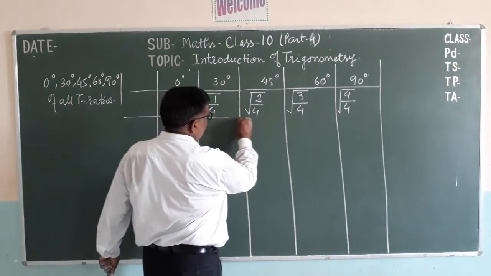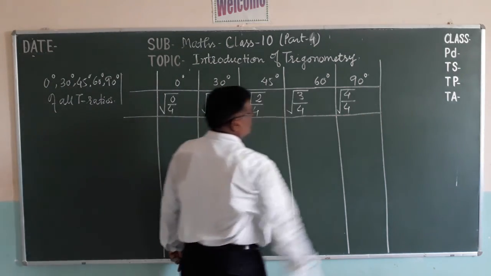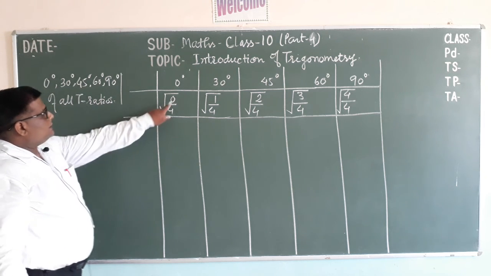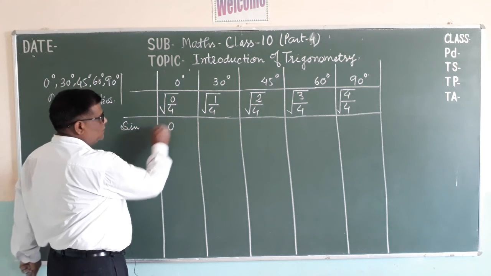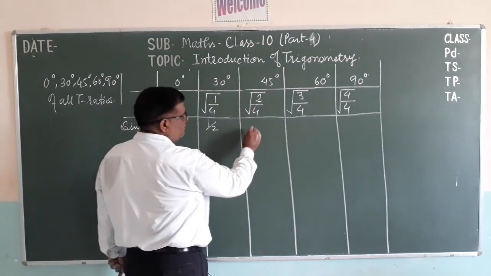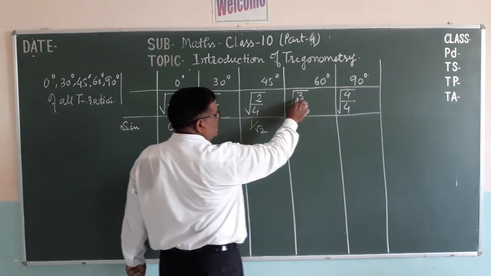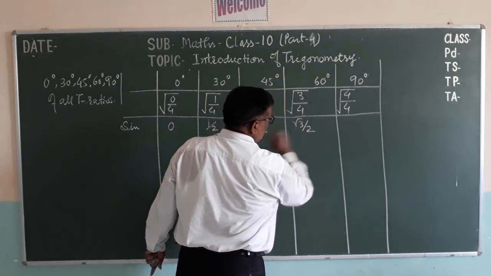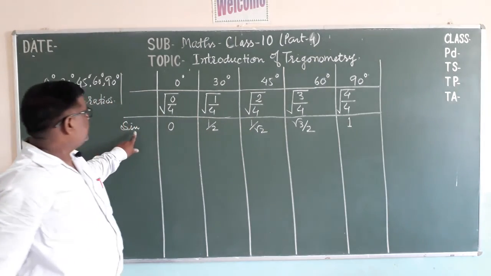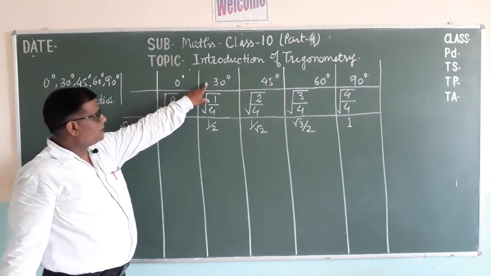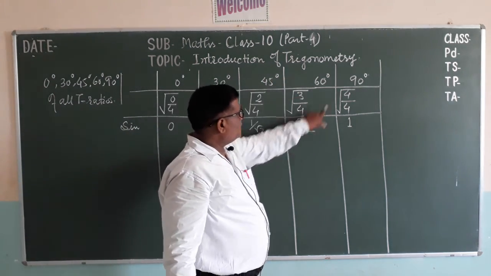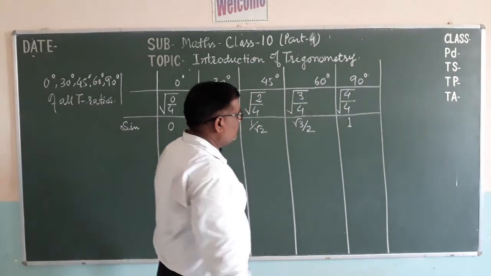Again make the column this way. Now write the values of sine. Square root of 0 by 4 is 0, square root of 1 by 4 is 1 by 2, square root of 2 by 4 is 1 by root 2, then root 3 by 2, and 1. So sine 0 degree is 0, 30 degree 1 by 2, 45 degree 1 by root 2, 60 degree root 3 by 2 and 90 degree is 1.